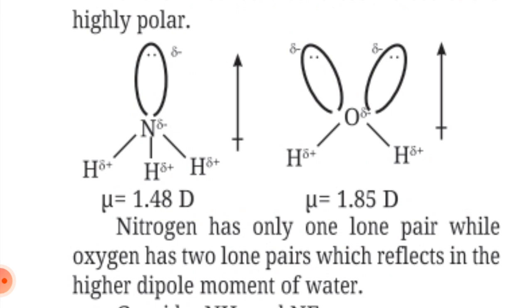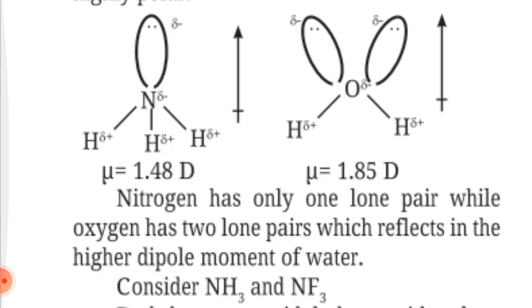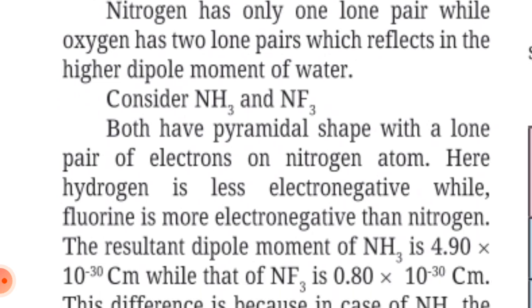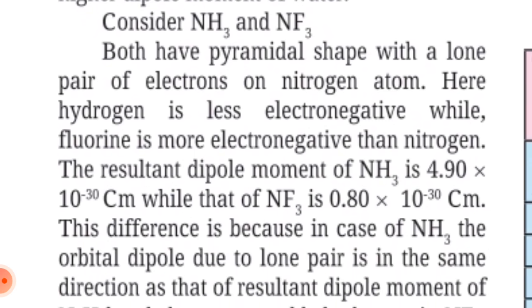Ammonia dipole moment is 1.48 D. Water is 1.85 D. Nitrogen has only one lone pair while oxygen has two lone pairs, which is reflected in the higher dipole moment of water.